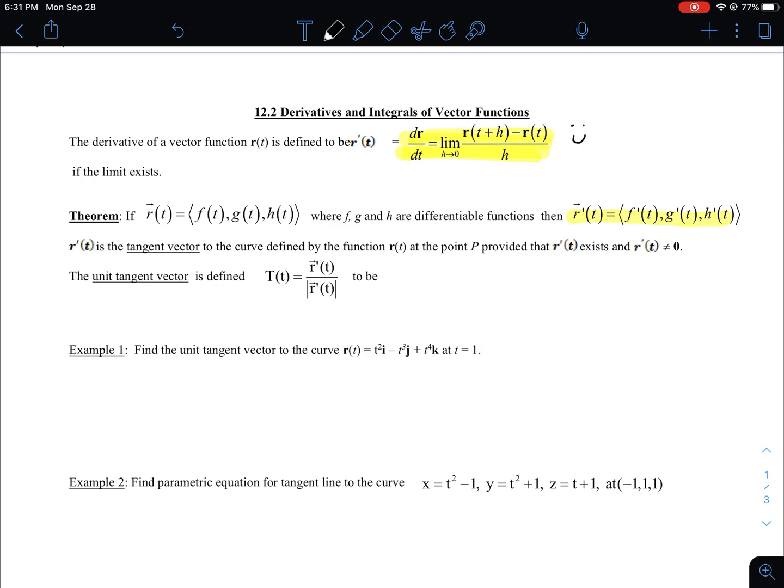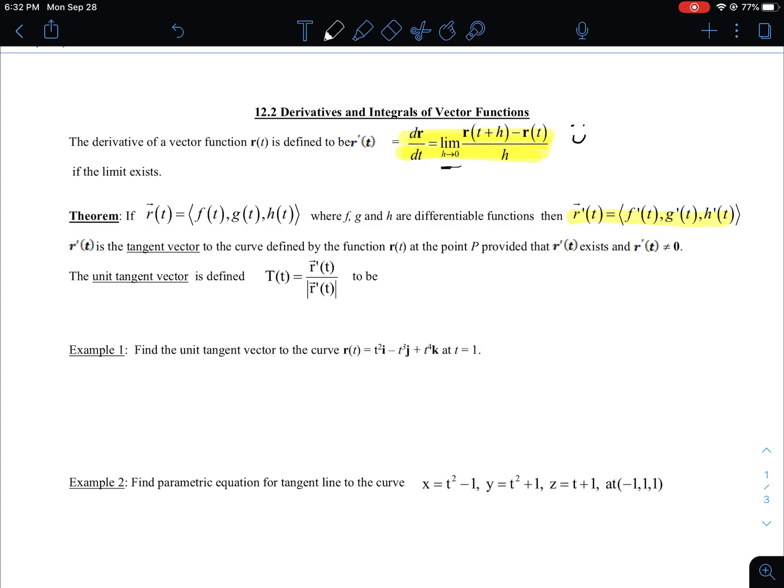Okay? Anyway, so taking the derivative, you take the derivative of each component. That makes sense because we just talked about the fact that if you were taking the limit of a vector function, you take the limit of each component. So since the derivative is a limit, we apply that to each component.